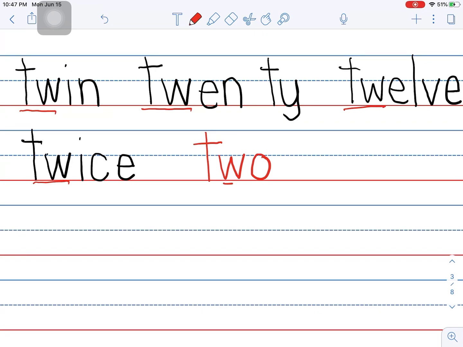This is the tricky part here. We don't pronounce this one anymore. Not in the number 2. We still pronounce it in twin and 20 and 12 and twice. We do not pronounce it twu. We pronounce it two. That's the tricky part. All right? That's it.